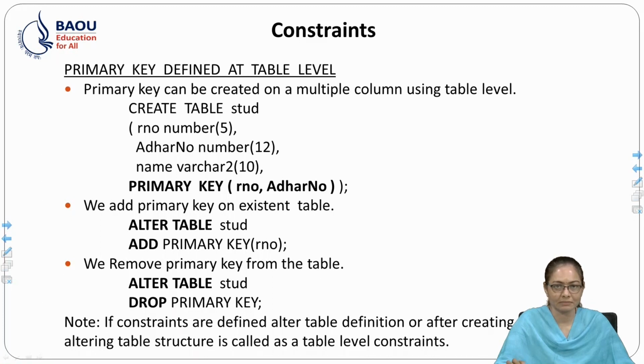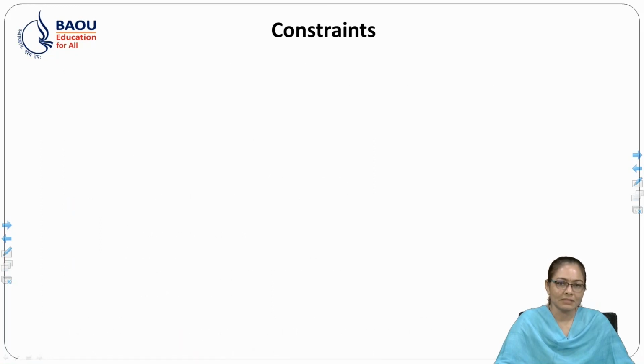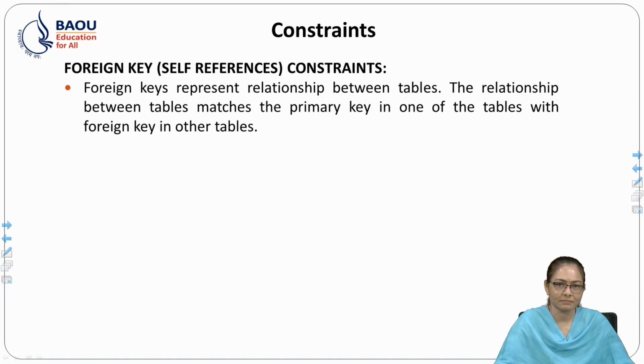Now the next constraint is the foreign key constraint, or self-references constraint. The foreign key constraint represents the relationship between the tables. The relationship between the tables matches the primary key in one of the tables with the foreign key in another table. The foreign key is a column or a group of columns whose values are matched with the primary key of some other table.